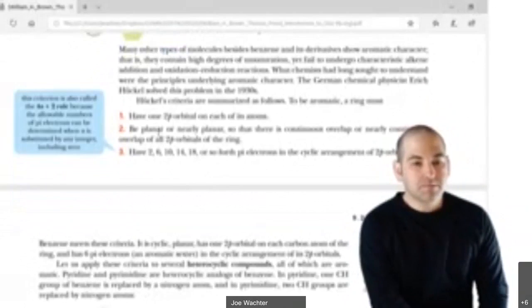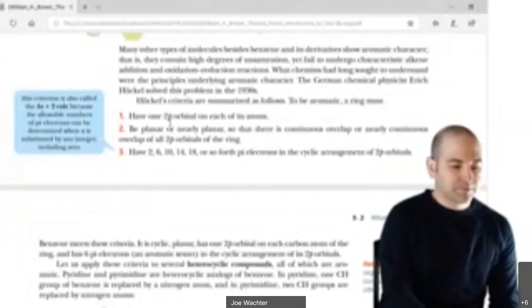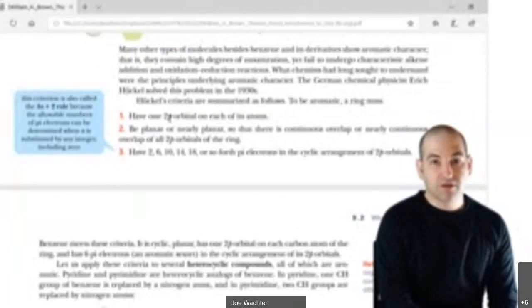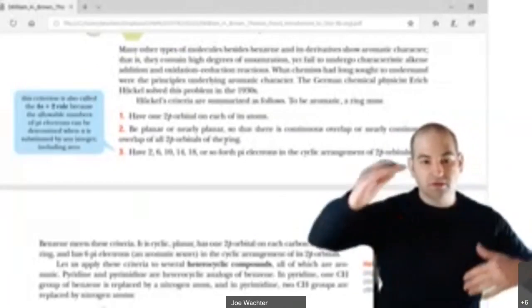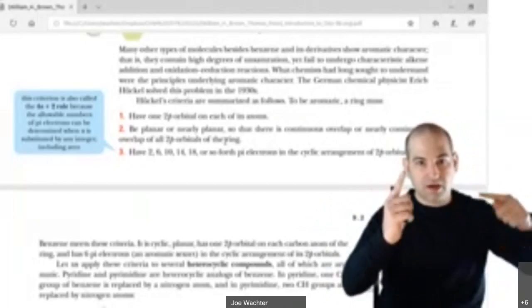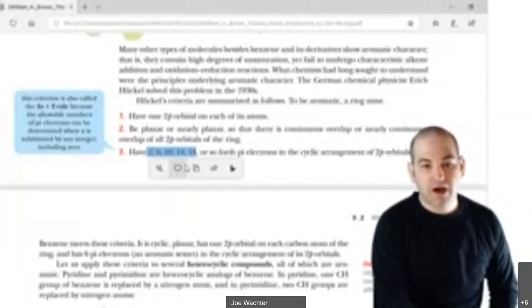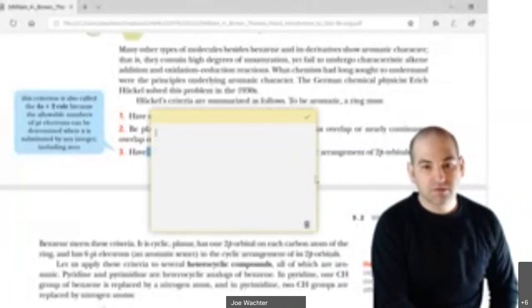So take a look at the official rules here, and we went through these in one of the classes too. You have to have a ring with one 2p orbital on each atom. So that orbital can either be part of a double bond, have a lone pair in it, or be totally empty. It has to be planar or nearly planar so that they all overlap, because if they're kind of going like this, then the p orbitals can't line up with each other. And then this 4n plus 2 rule. So the total number of pi electrons has to be one of these 4n plus 2 numbers.